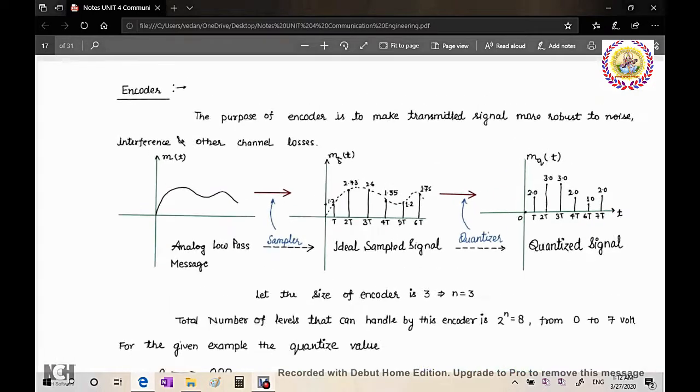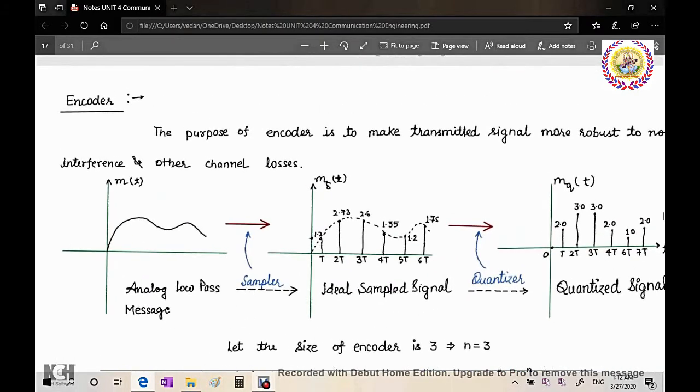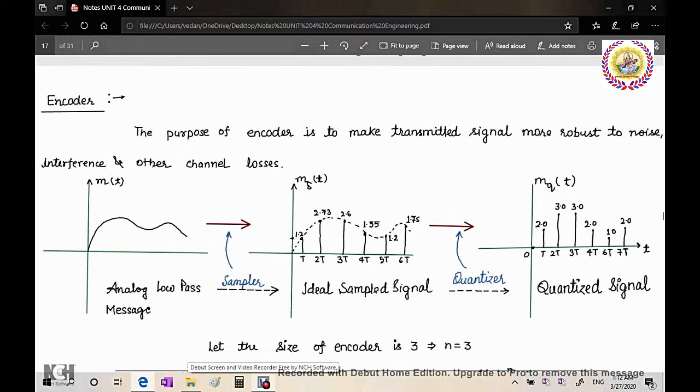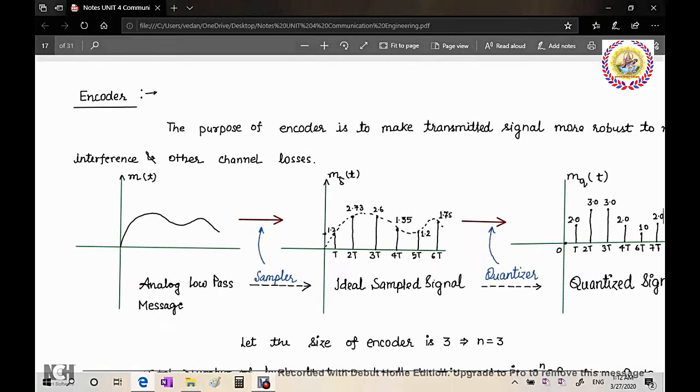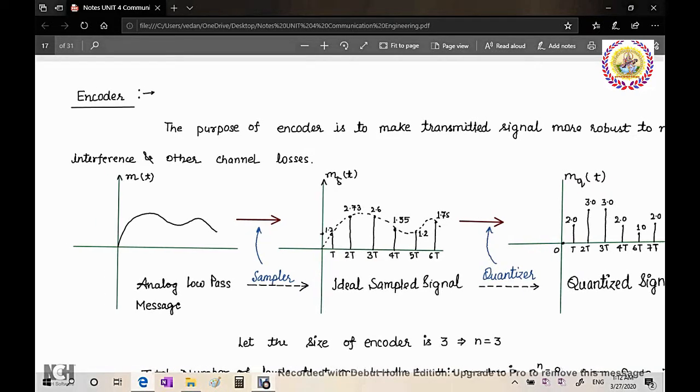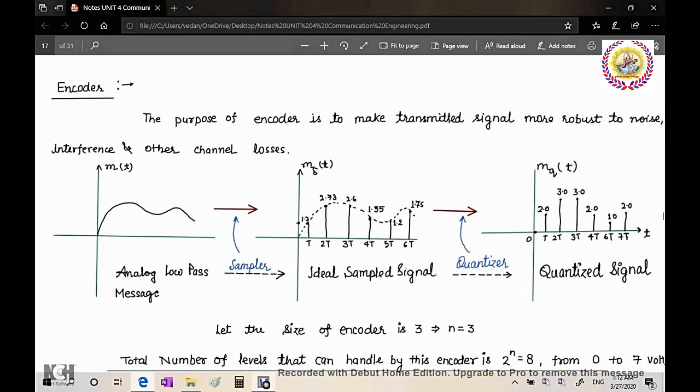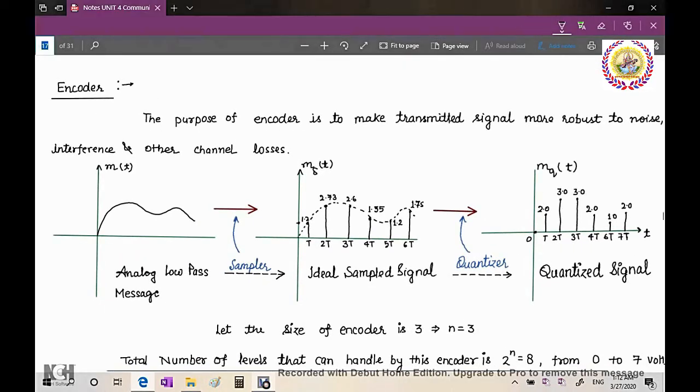Now let us start the discussion. Encoder: the purpose of the encoder is to make transmitted bits more robust to noise, interference and other channel losses. The encoder usually converts the input quantized value into its equivalent binary bits. For example, consider this figure.